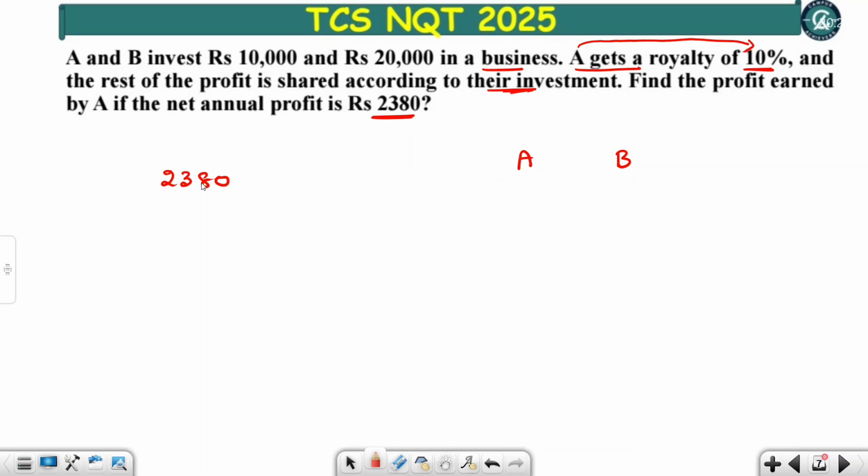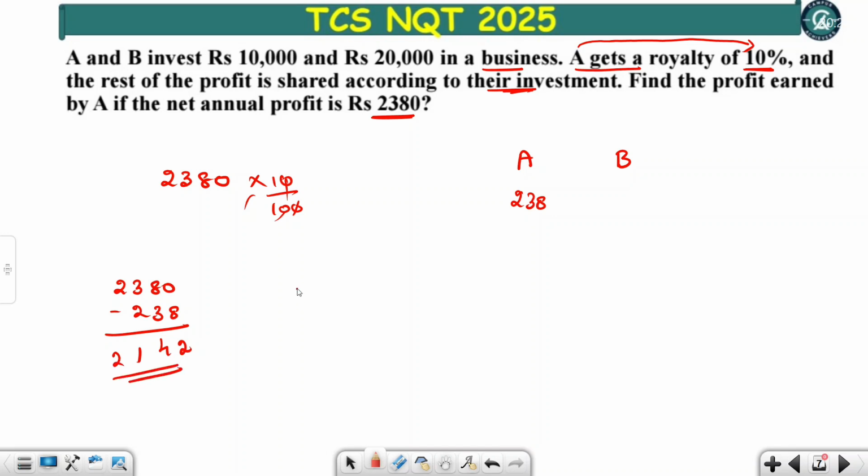10%. So what is 10% of 2380? 10% of 2380 is 238. That is, out of 2380, as a royalty 238 rupees has been given to A. So what is the remaining amount? The remaining amount is 2142.